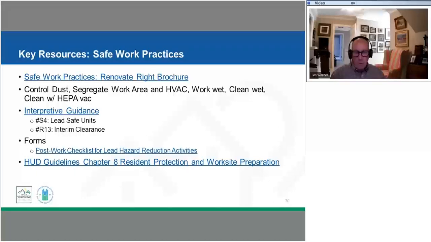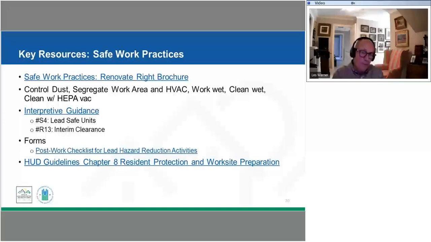how we're going to work and clean. We'll mention this again later, but one of our really helpful resources is a whole set of interpretive guidance on a topic-by-topic basis. So we provided the link here, but specifically within that guidance, there is S4 and R13, which go into more detail, some guidance about lead-safe units and also on interim clearance that might be appropriate based on this specific topic. And then there is a post-work checklist for lead hazard reduction to be able to document and confirm that the required safe work practices, protections for occupants, those sorts of things have been implemented for the project.